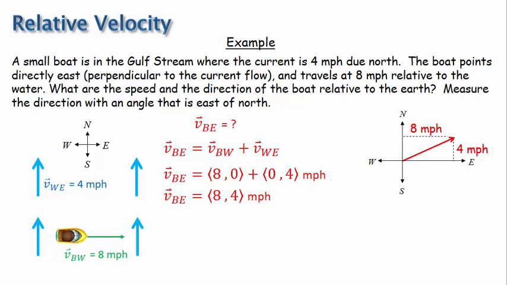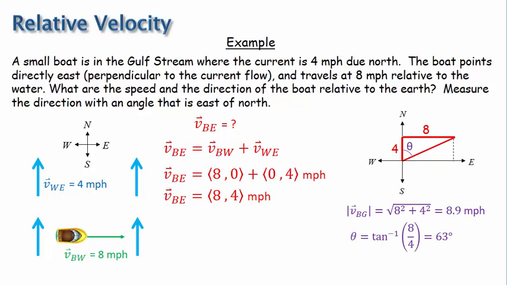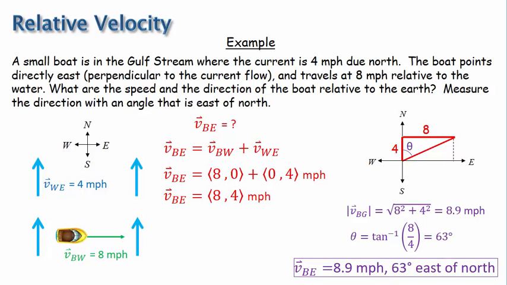And now we can get the magnitude of the boat's velocity, or its speed, with the Pythagorean theorem, which is 8.9 miles per hour. And then for the direction, we're told to use the angle that is east of north. So that would be this angle. So to get that angle, we can solve this triangle, where we can now see that theta is the inverse tangent of 8 over 4, which is 63 degrees. So now we can finally write down the velocity of the boat relative to the Earth like this, 8.9 miles per hour, 63 degrees east of north.